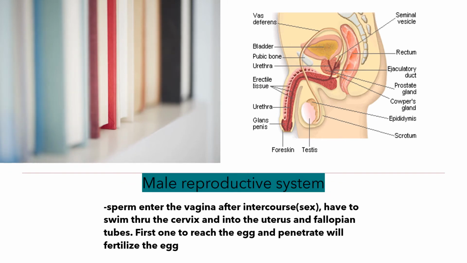So sperm enter the vagina after intercourse or having sex. And the sperm have to swim through the cervix and into the uterus and then to the fallopian tubes. Now the egg is released, as we mentioned, on day 14, and sperm have to be present within that first 12 to 24 hours of release of the egg. If not, the egg will degenerate and can no longer be fertilized.